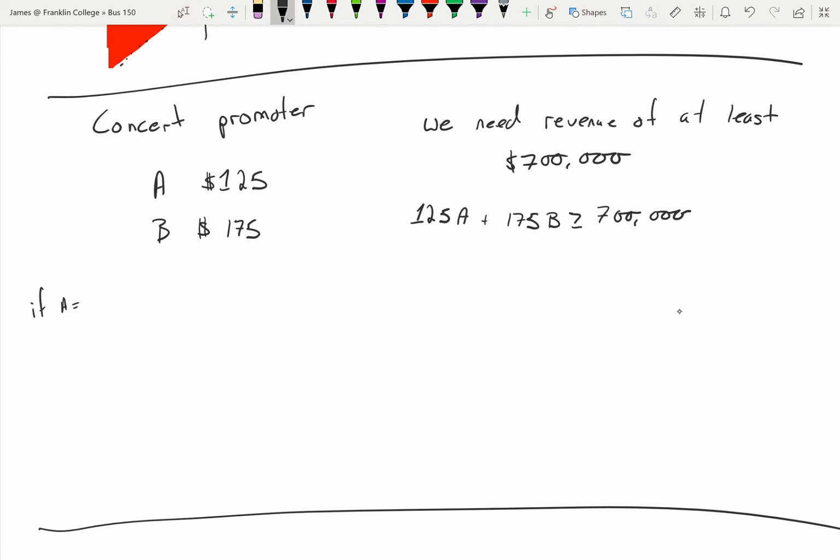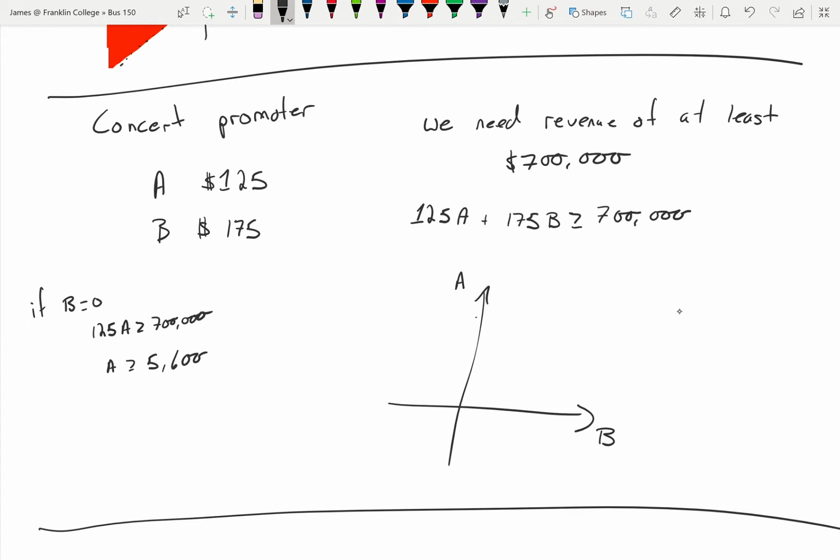So let's graph. We have our A-axis and we have our B-axis. So if B equals 0, then 125A has to be greater than or equal to 700,000, or A is going to have to be greater than or equal to 5,600. So we can plot that. 5,600, and we got a solid dot, and we're going to shade the upper region.